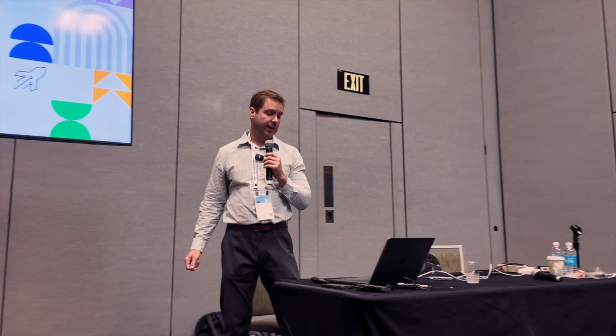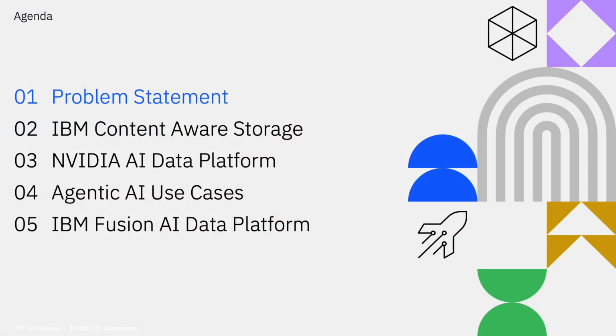And we have a very exciting agenda. We're very excited to talk about this today. We're going to talk about a problem statement of some of the challenges that enterprises are facing, bringing their data ready for agentic AI. We'll then talk about IBM content-aware storage. Jacob will talk about the NVIDIA AI data platform and some agentic AI use cases. And then we're going to tie it all together with our Fusion AI data platform.